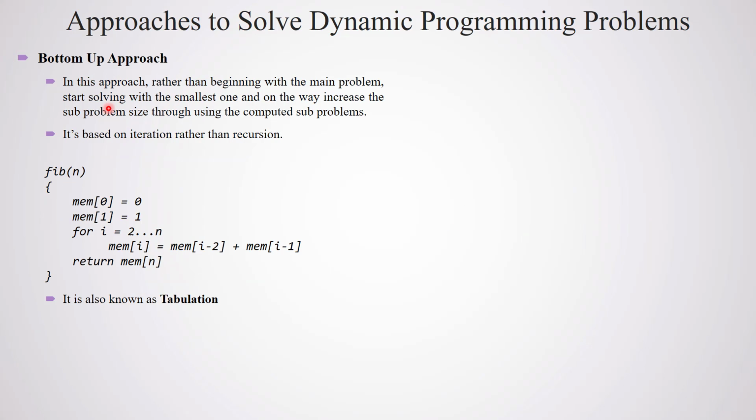The next approach is the bottom-up approach. In this approach, rather than beginning with the main problem, we start solving with the smallest one and, on the way, increase the subproblem size by using the computed subproblems. It is based on iteration rather than recursion. Earlier in the top-down approach, we used recursion. Here we are using an iterative method.